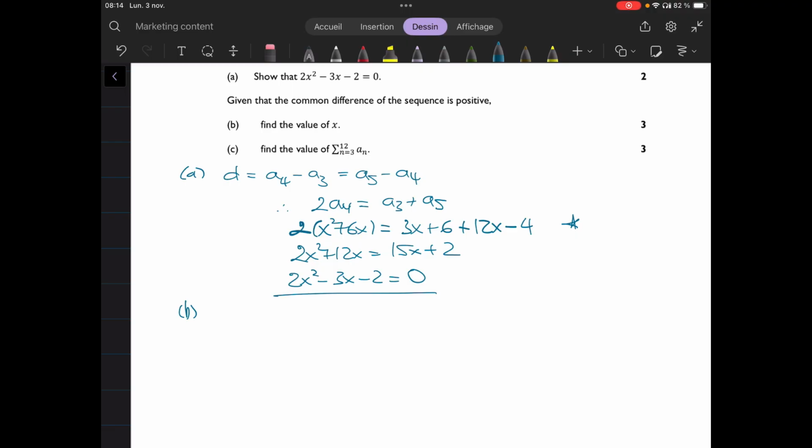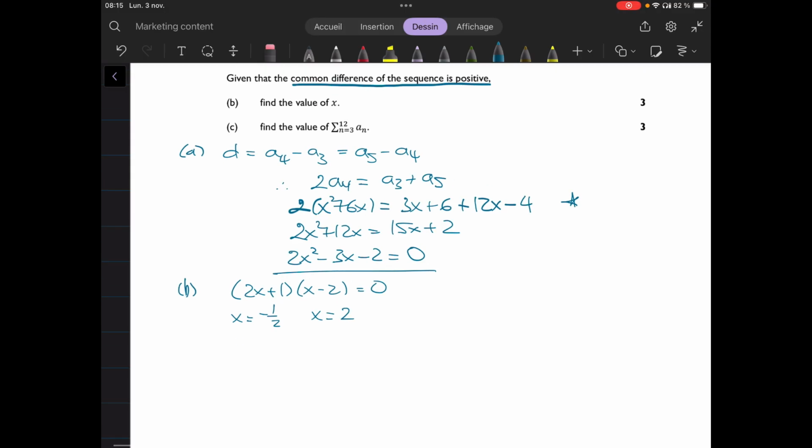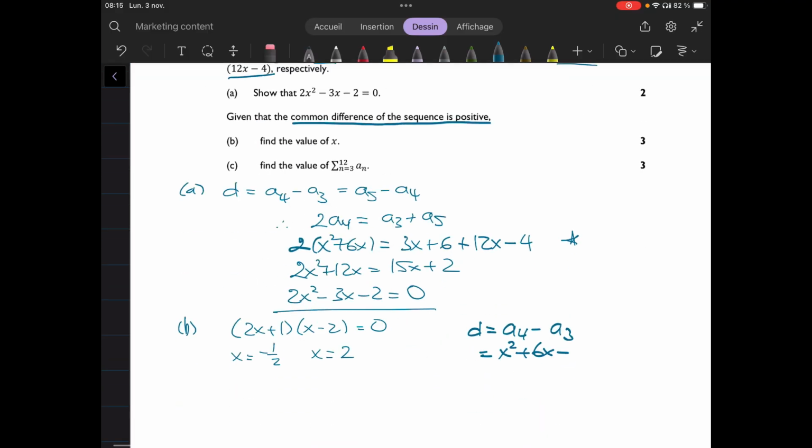We want to now find the value of x. So first we have to solve the equation. x is either negative 1 by 2 or equal to 2. We know that the common difference of the sequence is positive. So let's plug back into our equation, shall we? So d is equal to a4 minus a3.